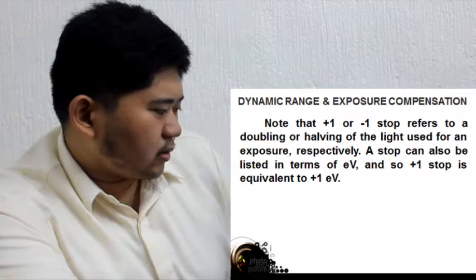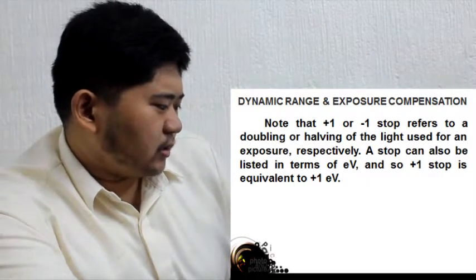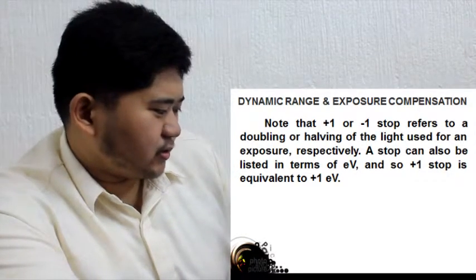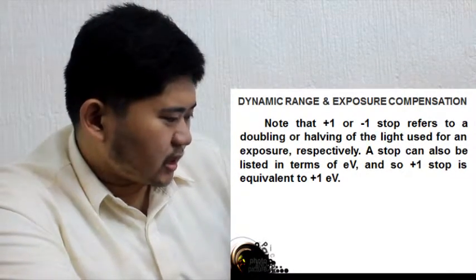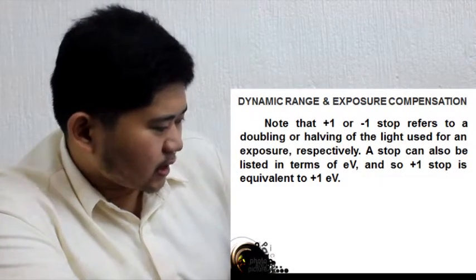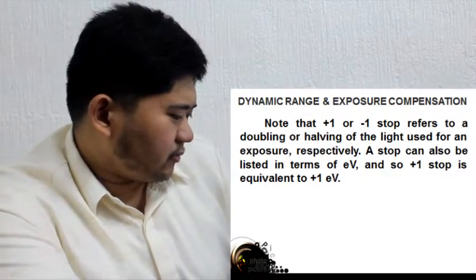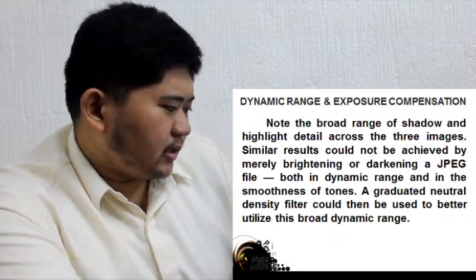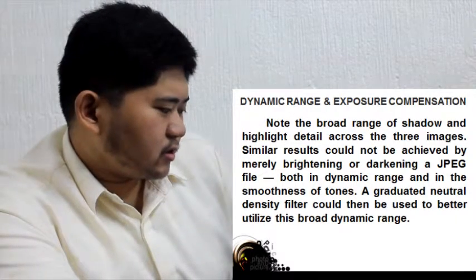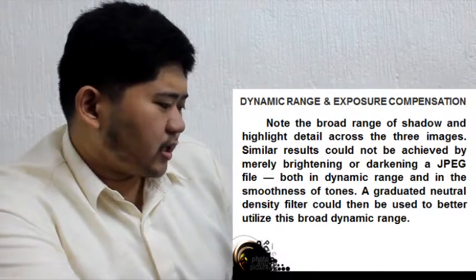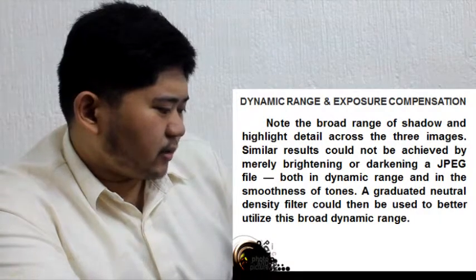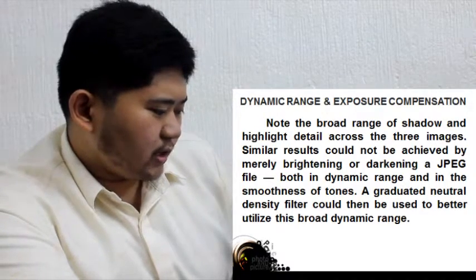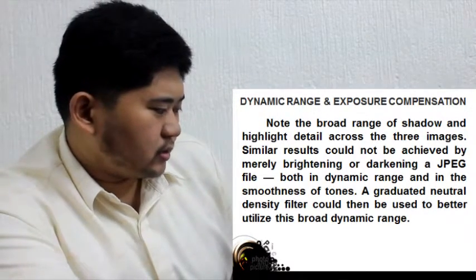Note that +1 or -1 stop refers to a doubling or halving of the light used for an exposure, respectively. A stop can also be listed in terms of electron volt, and so +1 stop is equivalent to +1 electron volt. Note the broad range of shadow and highlight detail across the three images. Similar results could not be achieved by merely brightening or darkening a JPEG file, both in dynamic range and in the smoothness of tones. A graduated neutral density filter could then be used to better utilize this broad dynamic range.